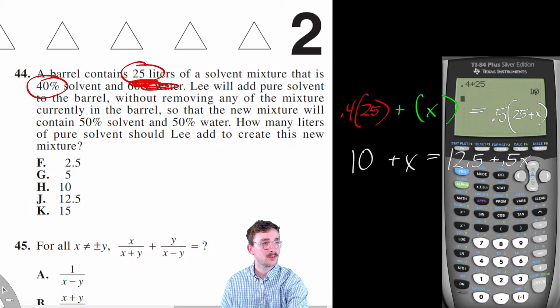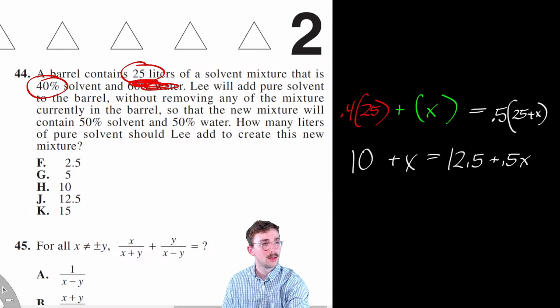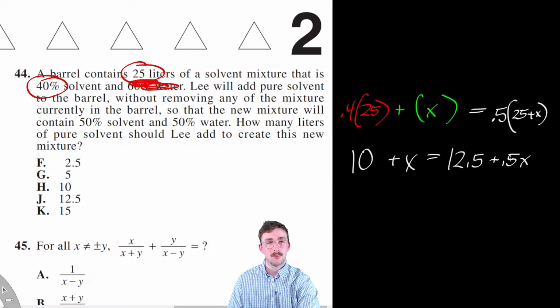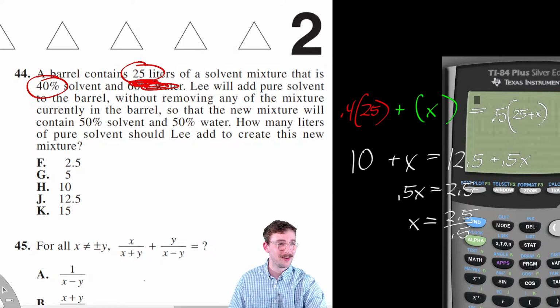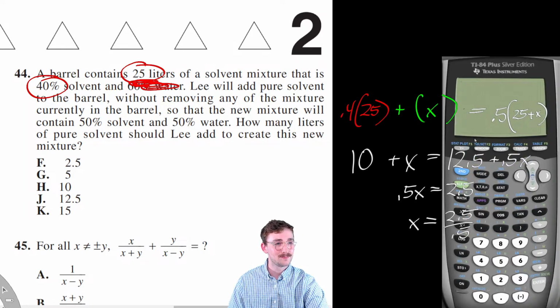Okay, I'm going to get rid of the calculator really quickly. And I can solve this. Subtract 0.5x from both sides, that gives me 0.5x over here. Subtract 10 from both sides, that gives me 2.5 over here. So my answer will be 2.5 divided by 0.5. I'm hoping this goes well. I'm a little nervous about it. All right, so let's see. 2.5 divided by 0.5 is 5.